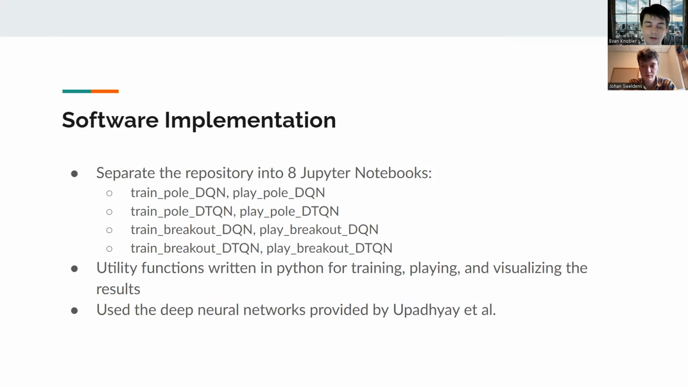In addition, we created some utility functions that we wrote in Python, and these were used for training, playing, and visualizing the results of the models that we used. And finally, for the models that we used for training, the DQNs and the DTQNs, we kept the same models that were provided in the original paper. Again, we wanted to replicate the results as closely as possible.